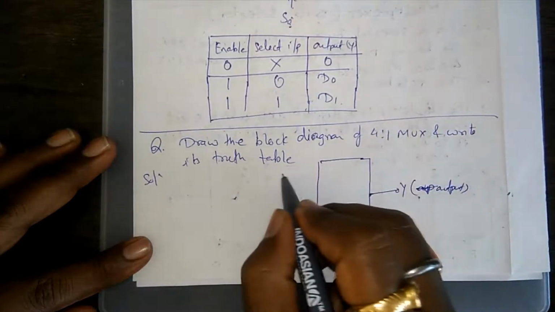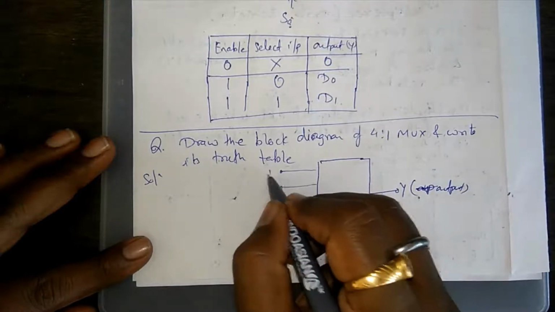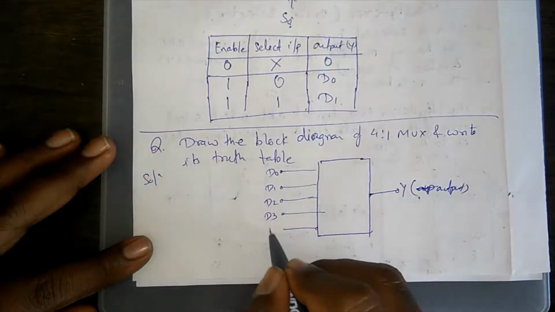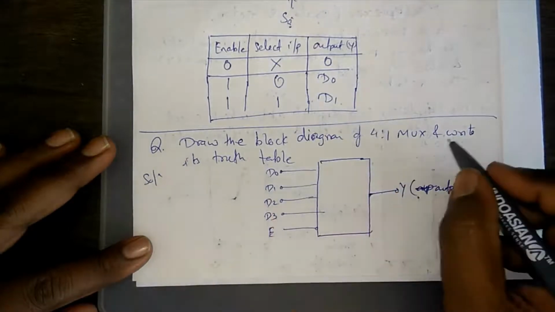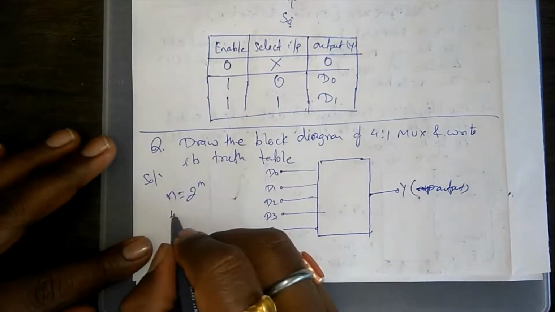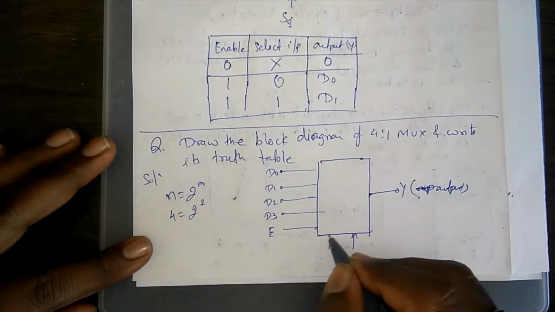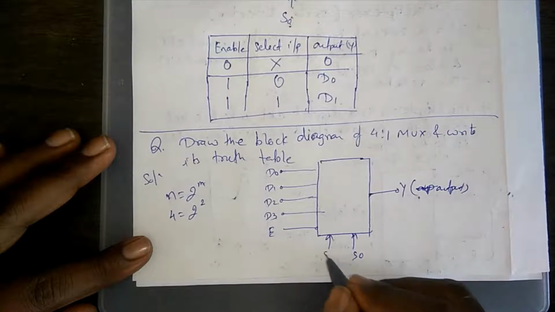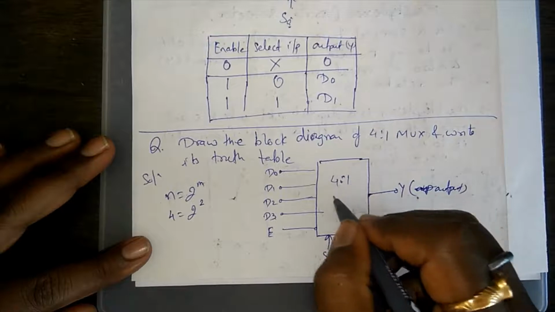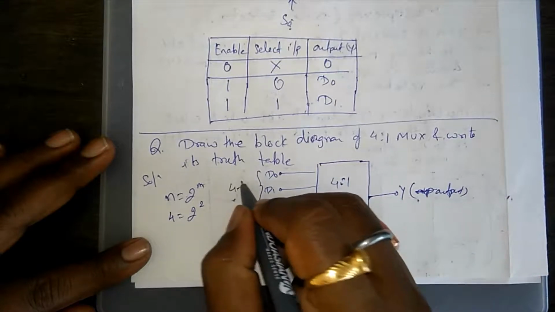How many inputs? 4 inputs: D0, D1, D2 and D3, and one pin is known as E, enable. So 4 inputs means n is 4. n equals 2 raised to m, so m will be 2. Okay, so 2 select lines, S0 and S1. This is the 4:1 mux, with 4 inputs.